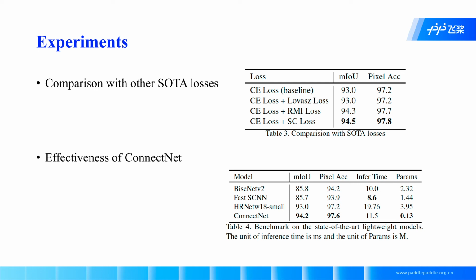Effectiveness of ConnectNet. We compare it with other lightweight segmentation models. Compared with HRNet, our model has greater performance and is 40% faster. Compared with FastSCNN and BaseNet, our model is 1.2 and 8.5% higher in mIoU, respectively. The experiments show that our model outperforms BaseNet and FastSCNN to a greater extent, but only has less than 10% of their parameters. This is crucial in mobile and web applications, considering that the storage requirement is rather strict.